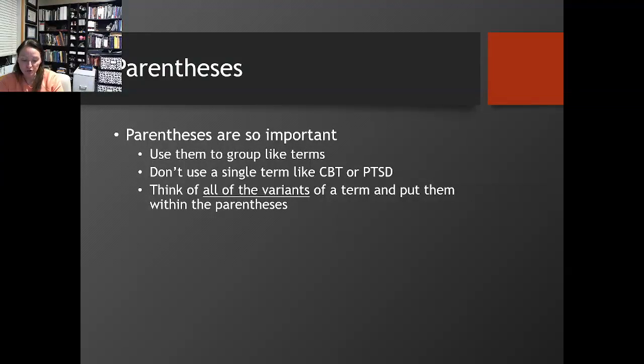And then using parentheses. Using parentheses is very important, and you want to use them in order to group like terms together. So think of all of the variants of a term and then put them within parentheses. Okay, and I'm going to show you what I mean on the next slide.